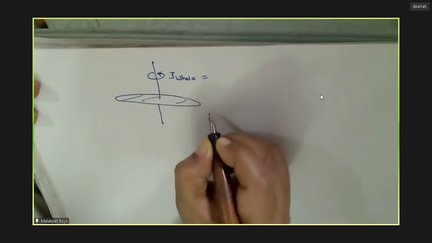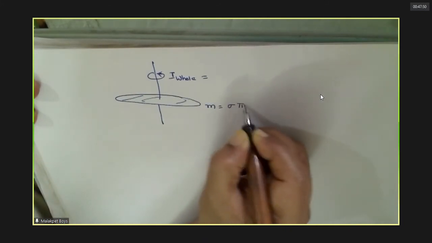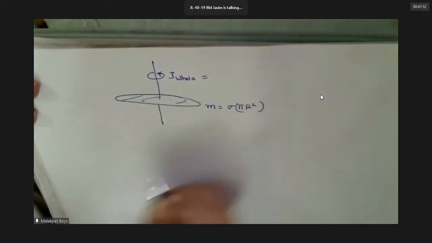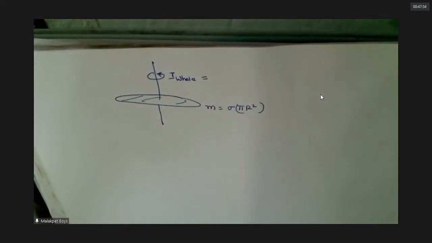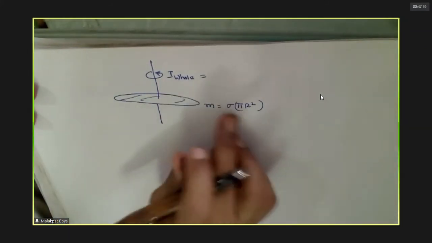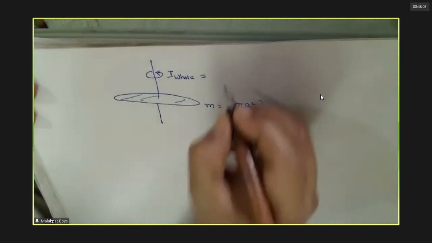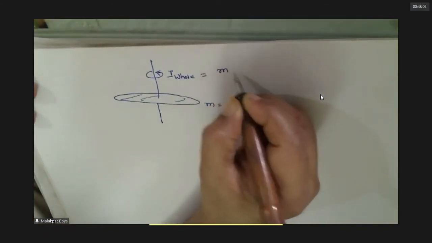What is the mass of this disk? Mass is mass per unit area into area of this disk. Do you agree with this or not? Agree, sir.